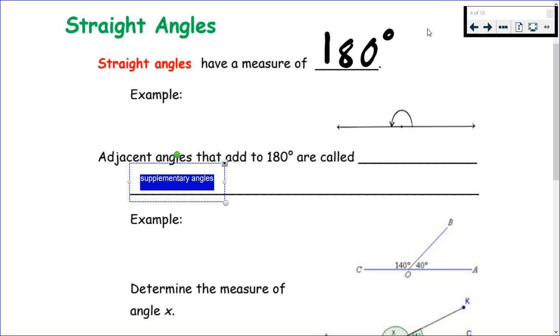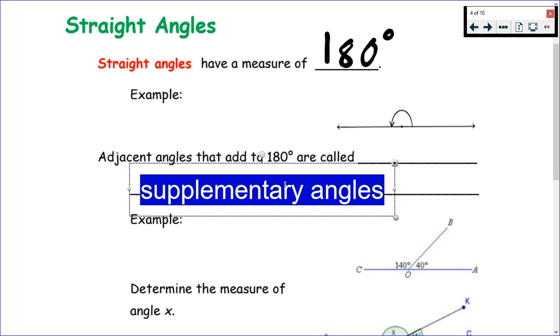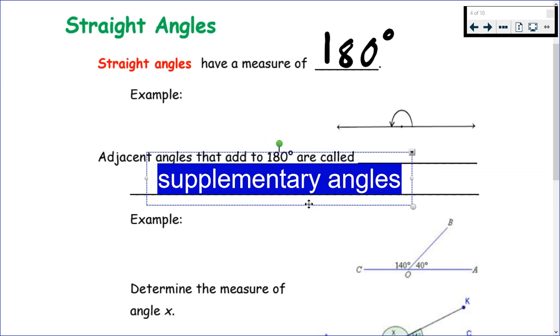And let's make that font a little bit bigger. All right, that is plenty big.